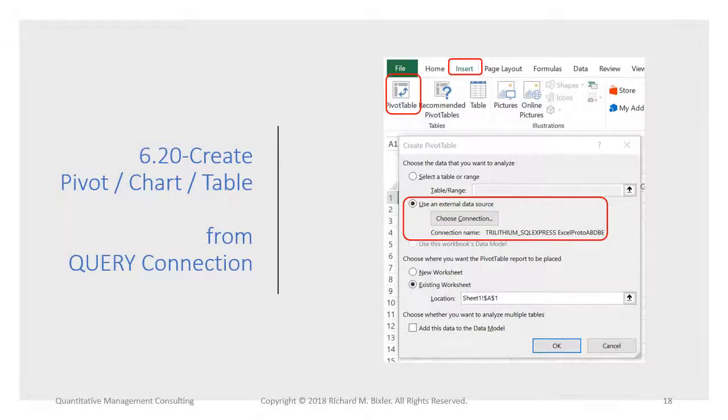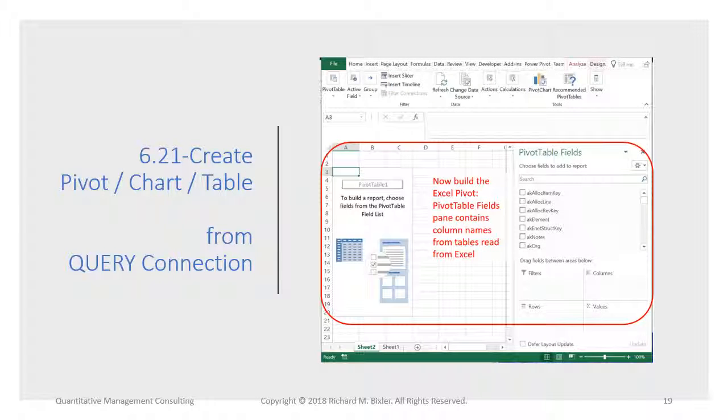That returns to the Create Pivot Table pane, which now shows the name of the chosen connection. Now it's the usual pivot setup, new or existing worksheet, and you get another chance to add this data to the data model. Set those and click OK. The Pivot Wizard opens. Now build the pivot as usual. The pivot table fields and the data contained are the result of the SQL embedded in the connection selected to drive the pivot.